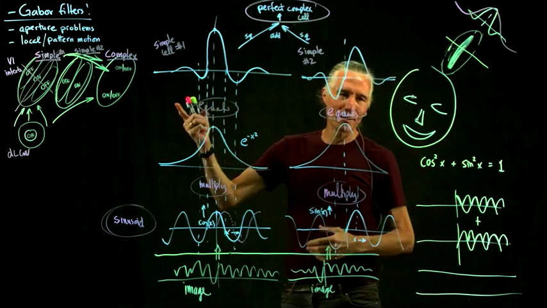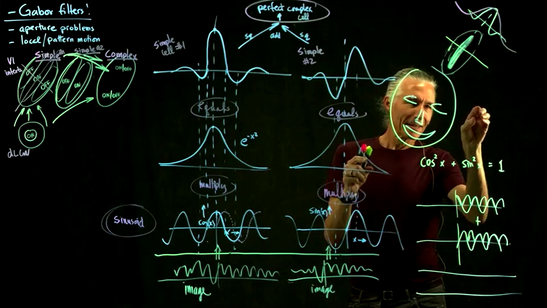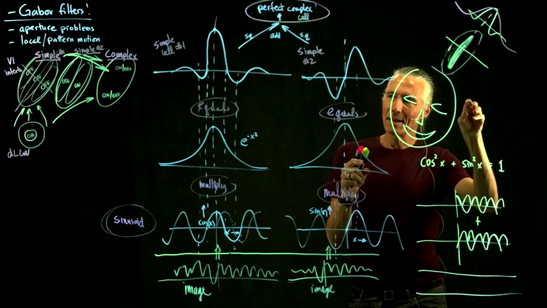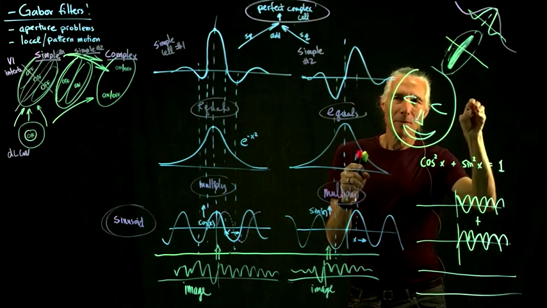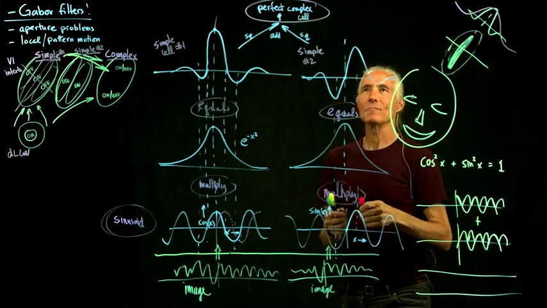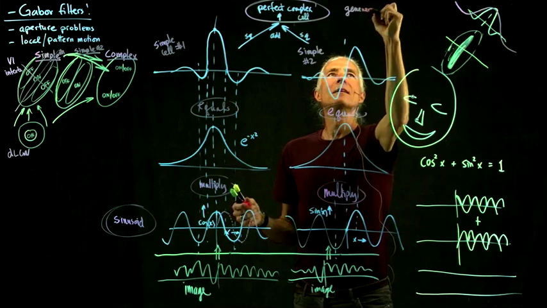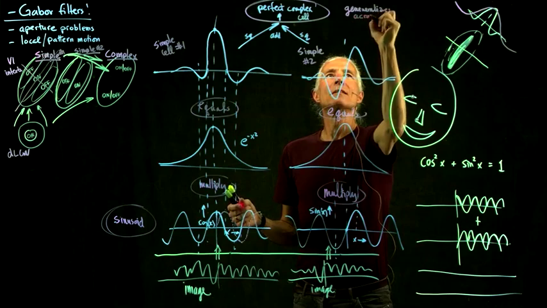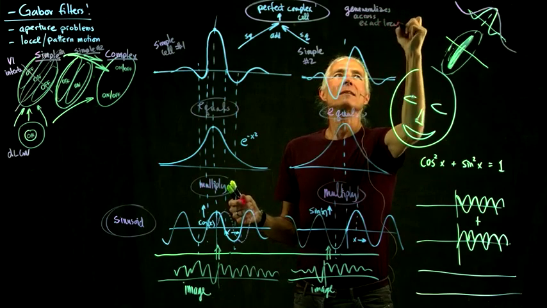The interblob part of your V1 is filtering the world, finding these little bits of rippliness of a certain spacing, and then generalizing across exactly where that ripple pattern is. That's a complex cell. It generalizes across the exact location of ripples.